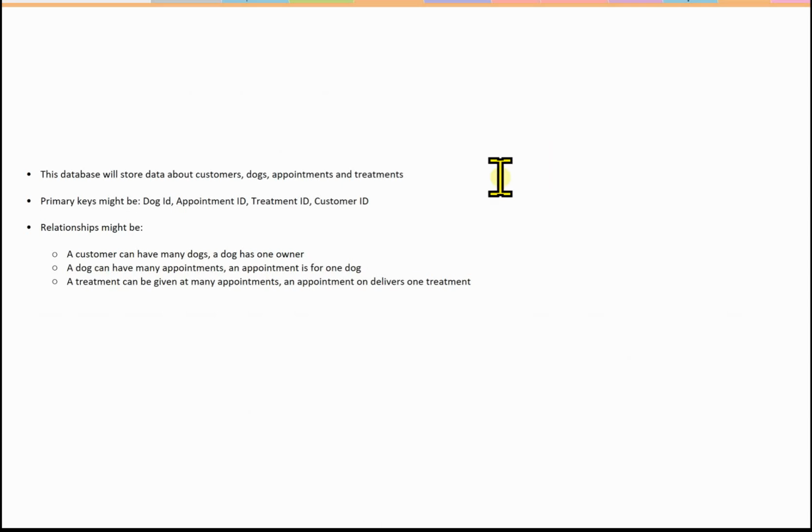So just to summarise that, this database will store data about customers, dogs, appointments and treatments. The primary keys might be dog ID, appointment ID, treatment ID and customer ID. And the relationships might be a customer can have many dogs, but a dog has one owner. A dog can have many appointments, but an appointment is for one dog. And a treatment can be given at many appointments, but an appointment only delivers one treatment.